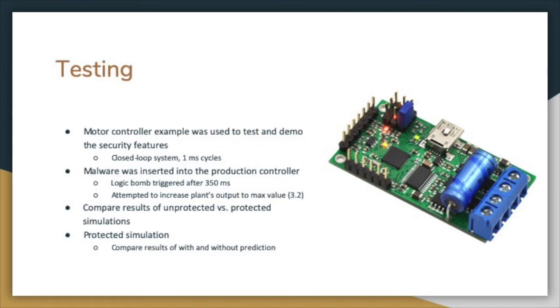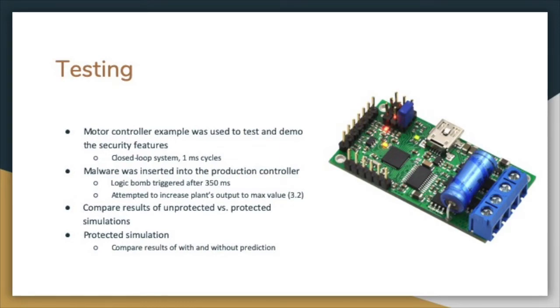So after this solution was designed, it had to be tested in order to validate that it actually worked. So in testing, a simple motor controller example was used to both test and demonstrate the security features described in the proposed solution. The plant in this testing environment was a motor emulated in software functions on ARM. This example was a closed loop system that basically runs millisecond cycles.